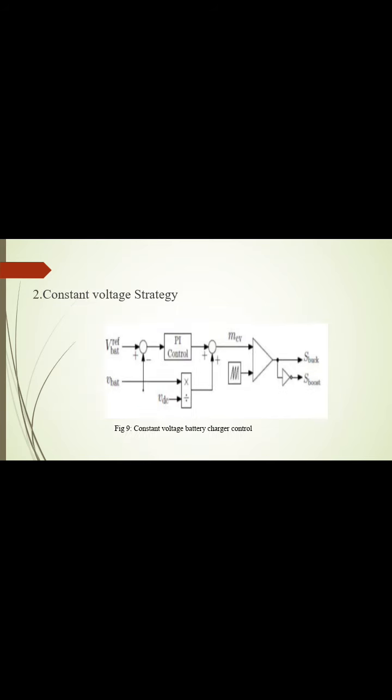Second one is the constant voltage strategy. Constant voltage charging usually causes a high initial current to the battery because of the greater potential difference between the battery and charger. In a CV strategy, the battery charges under a constant voltage source. The converter will operate in buck mode operation, that is the charging process.